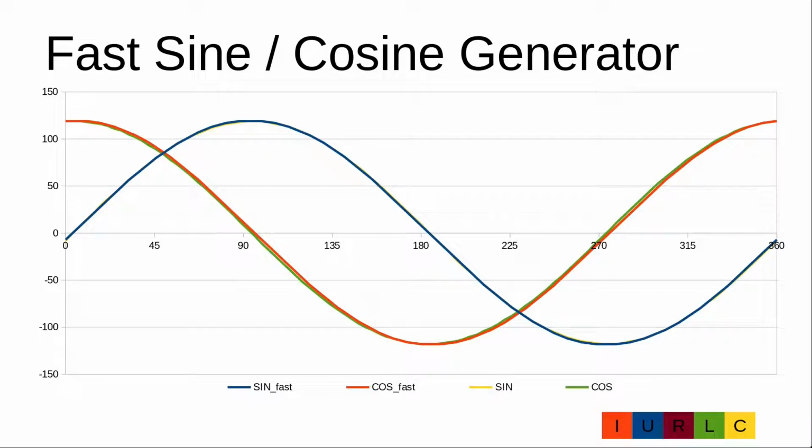Hello, today I want to show you a very fast sine-cosine generator algorithm which needs no table. It needs only two shift operations, an addition and a subtraction to calculate the next sample point. How it works in detail I will show you after the intro.